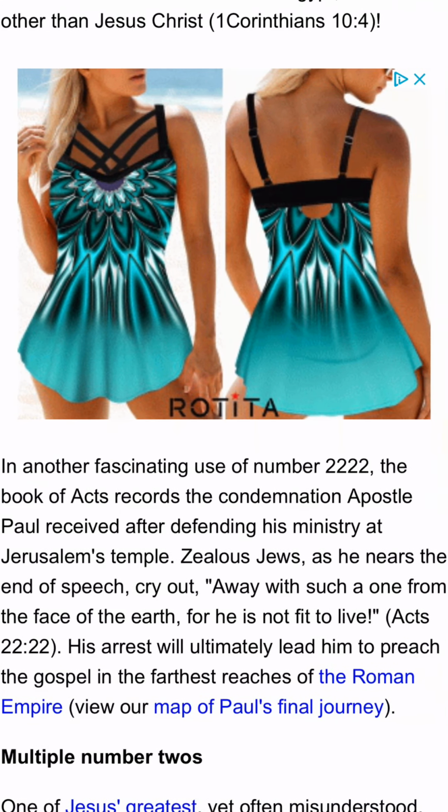In another fascinating use of the number 22:22, the book of Acts records the condemnation Apostle Paul received after defending his ministry at Jerusalem's temple. Zealous Jews, as he nears the end of his speech, cry out, "Away with such a one from the face of the earth, for he is not fit to live." Acts 22:22. His arrest will ultimately lead him to preach the gospel in the farthest reaches of the Roman Empire.